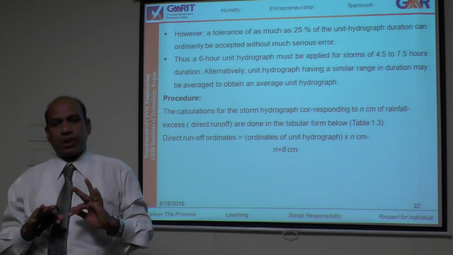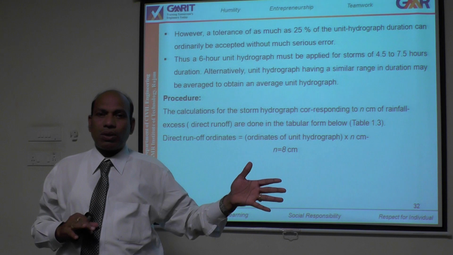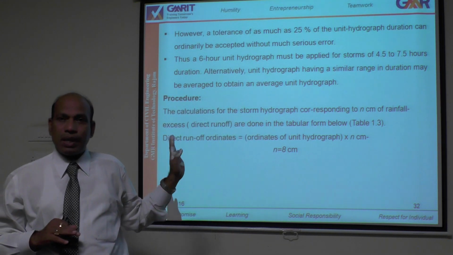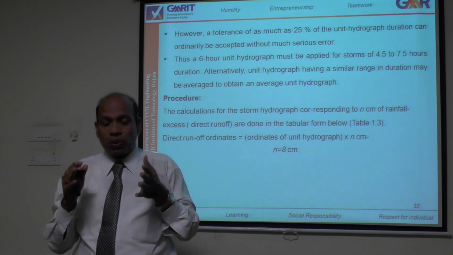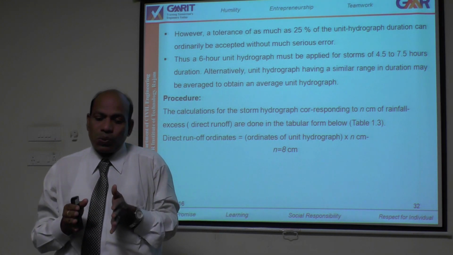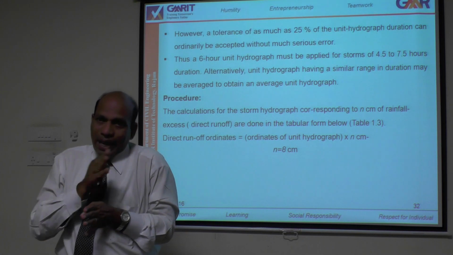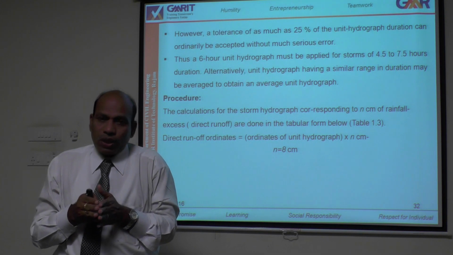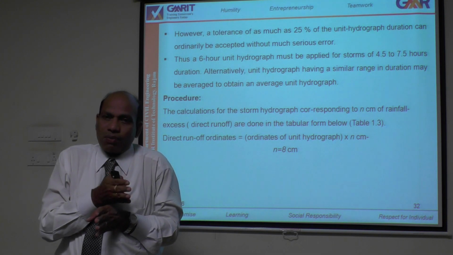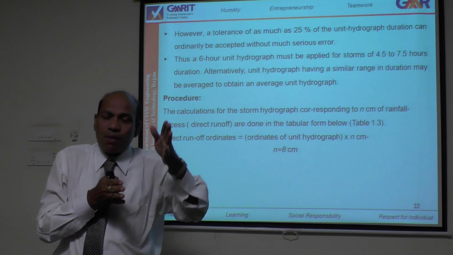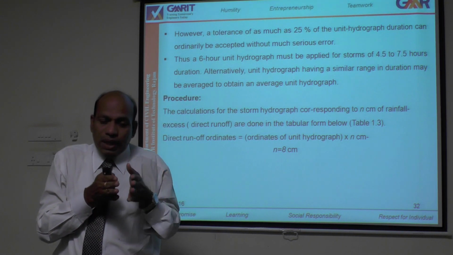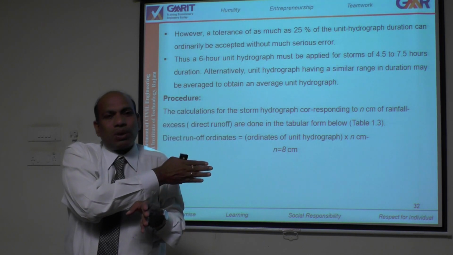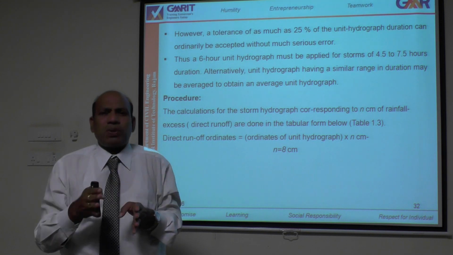Here the same procedure applies for the construction of the storm hydrograph with the available unit hydrograph ordinates. Once we know the unit hydrograph required, we do back calculations based on the unit hydrograph ordinates. First we calculate the direct runoff ordinates. Once we calculate the direct runoff ordinates, and we also have the base flow, the sum of the direct runoff ordinates and base flow gives the storm hydrograph ordinates. Back calculations only, same procedure.